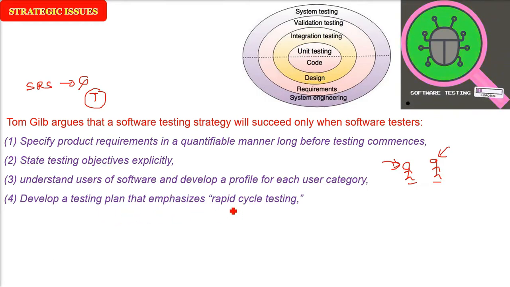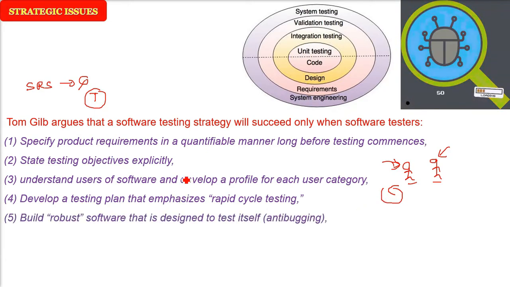And we have to develop a testing plan that emphasizes rapid cycle testing. As I said, the testing cannot be completed. There is no end point. So proper testing has to be done, and then build robust software that is designed to test itself. Actually, this is called anti-bugging. We'll talk about that. But good software is one which shows graceful degradation. Even if some problem is there, it will tell you this is the problem, and it can recover and work the way it was working, rather than killing your system.